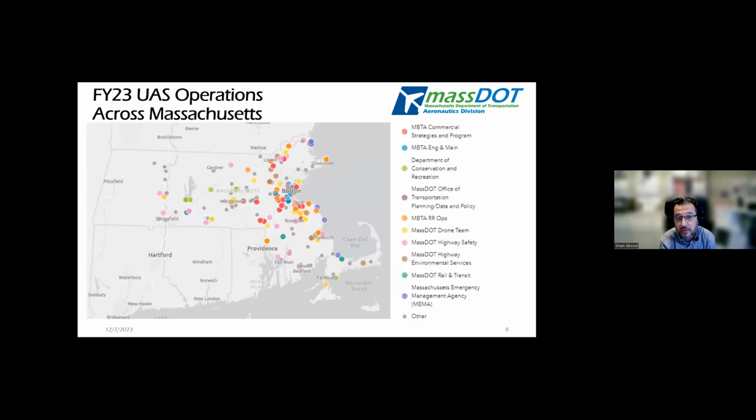We fly all over the state of Massachusetts. From this map, you can see that most of our missions are focused in and around the Boston area, and most of the projects going on right now are in these areas. But at the same time, we are trying to diversify our project portfolio and fly over all of the state of Massachusetts.